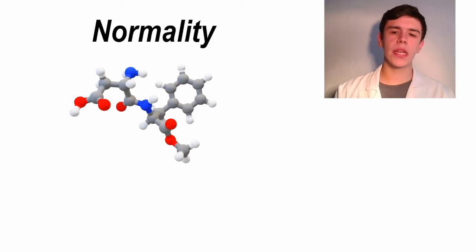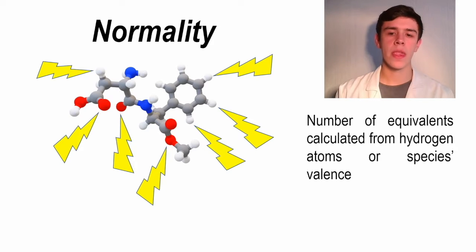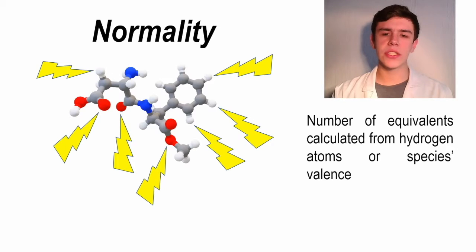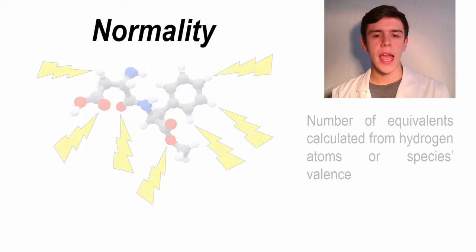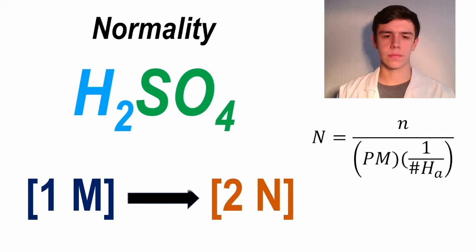It is a proportion that measures the reactive capacity of the solute in a mixture. The number of equivalents is calculated from the reactive elements of a compound, using either the number of hydrogen atoms or valence, depending on the reaction that will be studied. For instance, a solution of sulfuric acid at 1 molar concentration will have a 2 normal concentration.